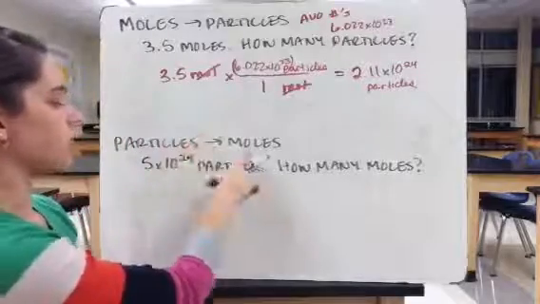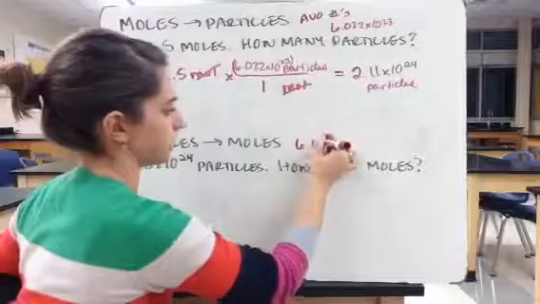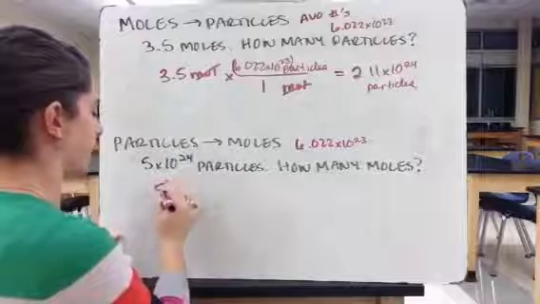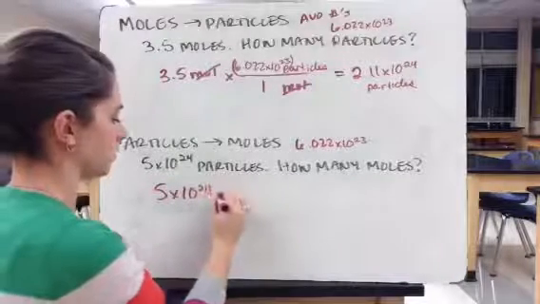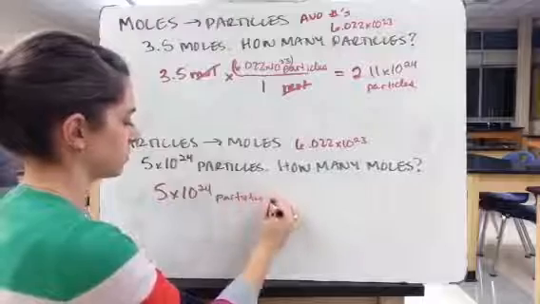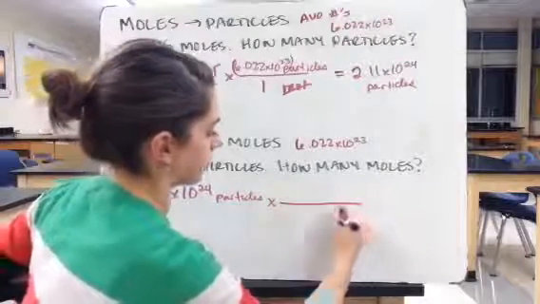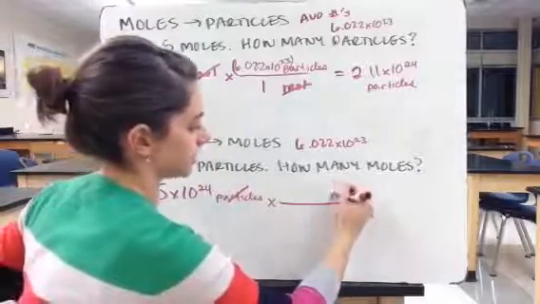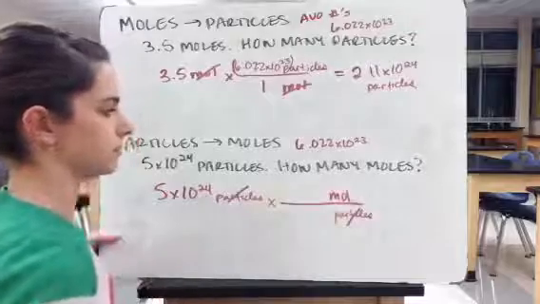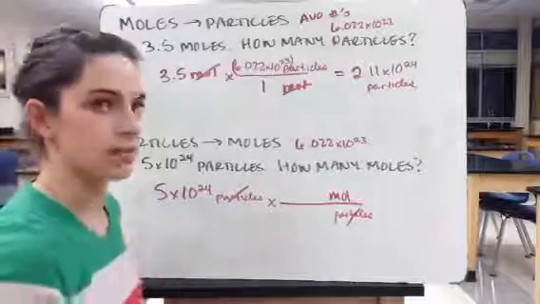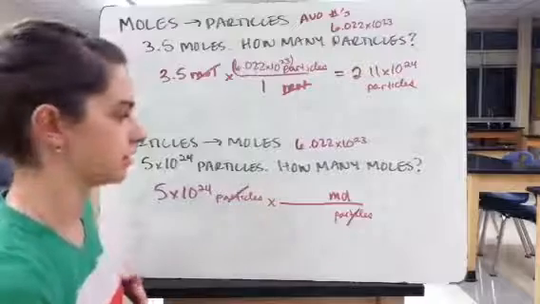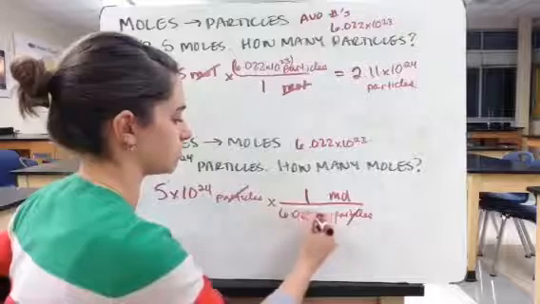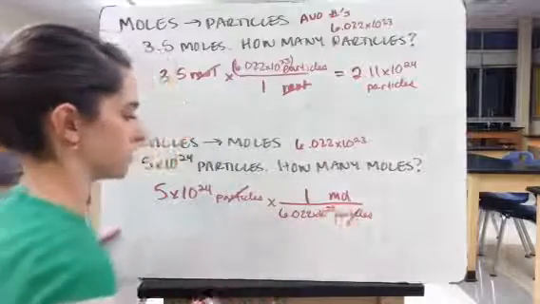If we're going to go the other way, from particles to moles, again, we need the 6.022 times 10 to the 23rd. That's Avogadro's number. So if I have 5 times 10 to the 24th particles, set up my conversion, I know I'm going to put particles on the bottom, because that's what I have on the top up here, which means I'm going to moles, so I'm going to put moles on the top. Now, again, you have to ask, how many particles make up a mole? So in 1 mole, we have 6.022 times 10 to the 23rd particles.